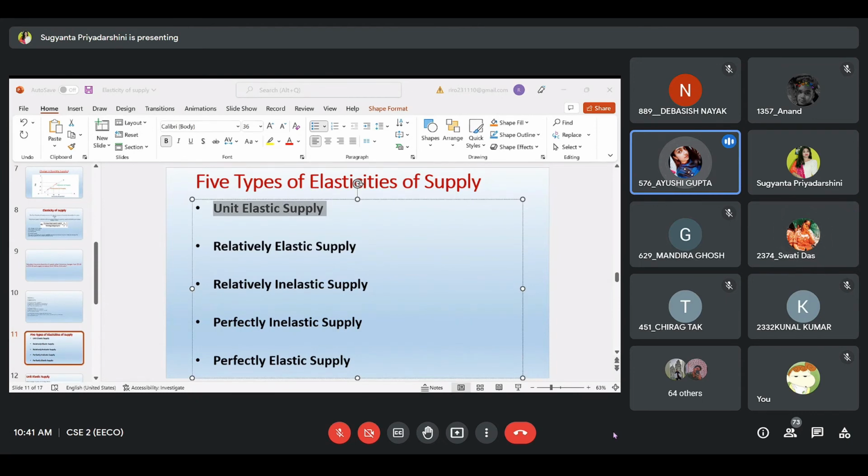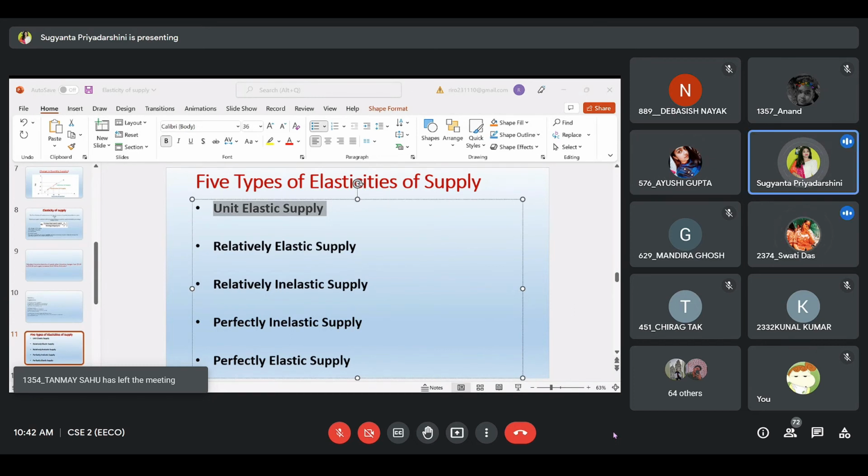The proportionate increase or decrease in demand as well as the price will be the same. Exactly. That's what I was looking out for, Ayushi. So when there is equal change in both price as well as demand, that is known as unit elasticity. Repeatedly I'm saying, not from total expenditure but price elasticity.